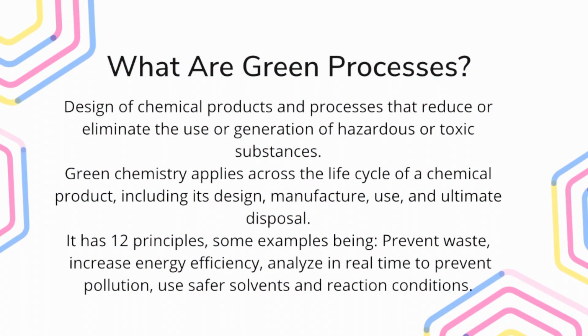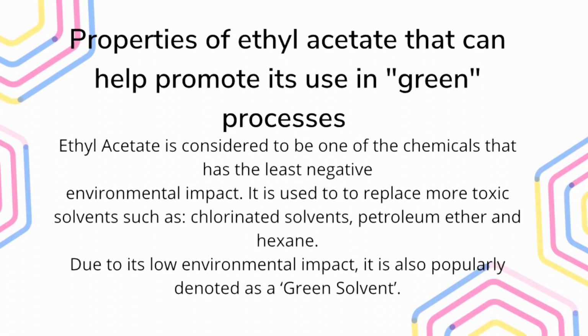What are green processes? These are chemical products and processes that reduce or eliminate the use or generation of hazardous or toxic substances. Properties of ethyl acetate that can help promote its use in green processes: it's considered to be one of the chemicals that has the least negative environmental impact. It is used to replace more toxic solvents such as chlorinated solvents, petroleum ether, and hexane. Due to its low environmental impact, it is also properly denoted as a green solvent.